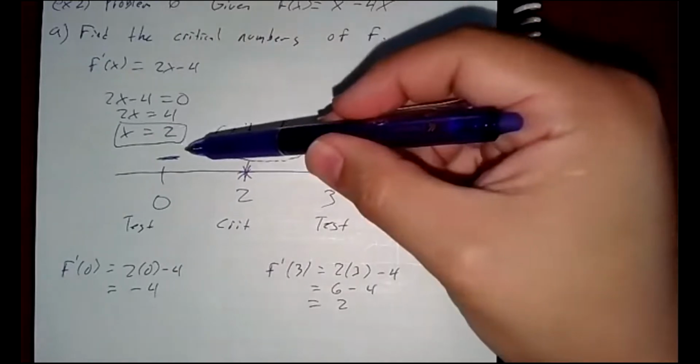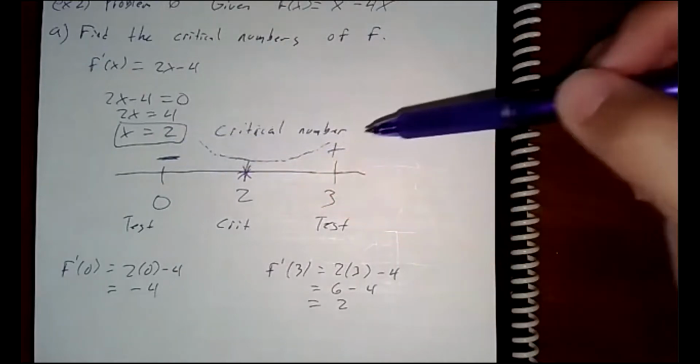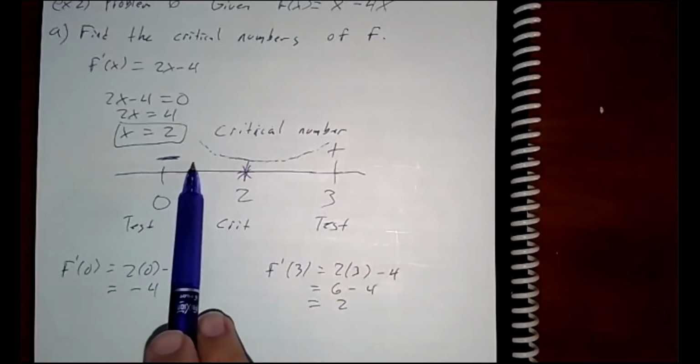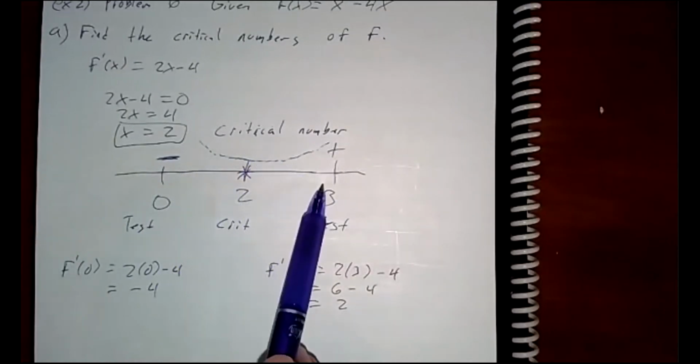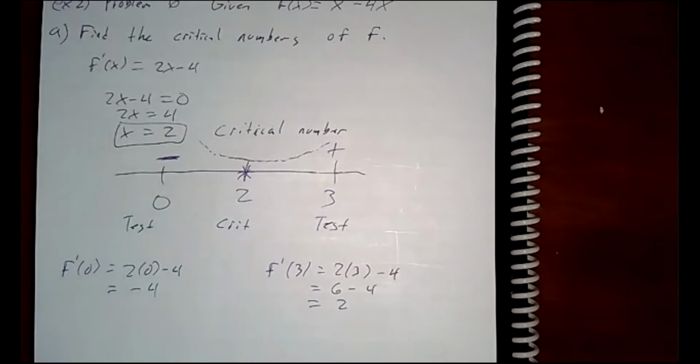So this is a minimum because it's decreasing, then increasing. If it was the other way, if this was plus and minus, then that would be a maximum because it'd be going up and then down, right? See what I mean?